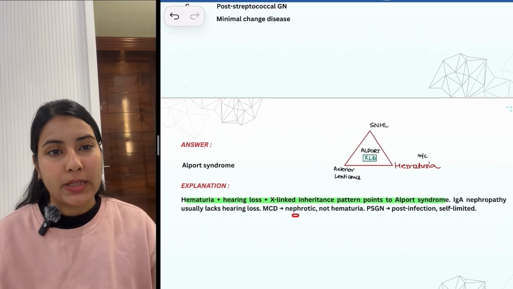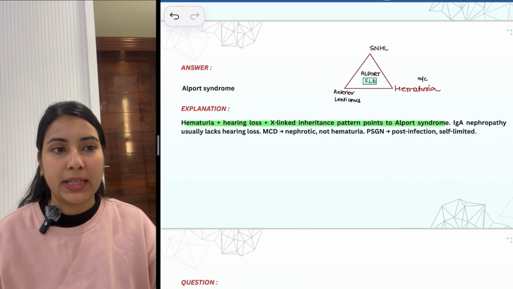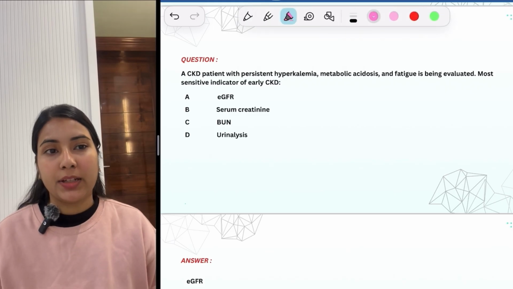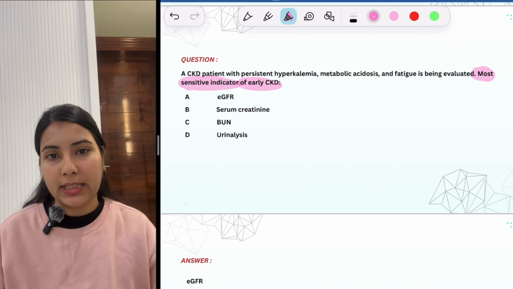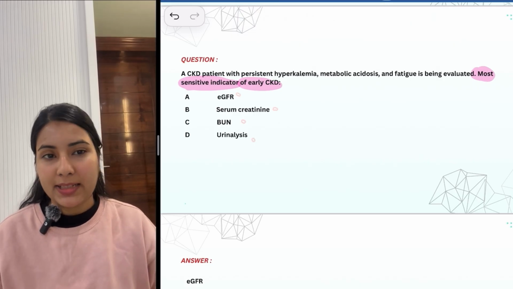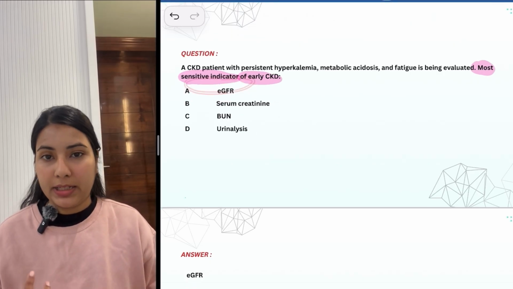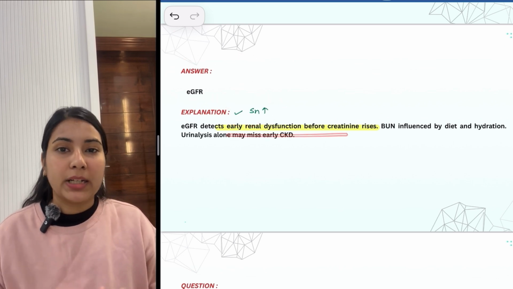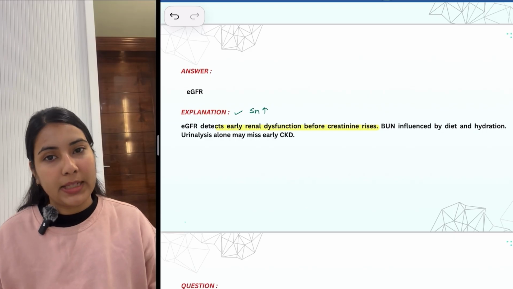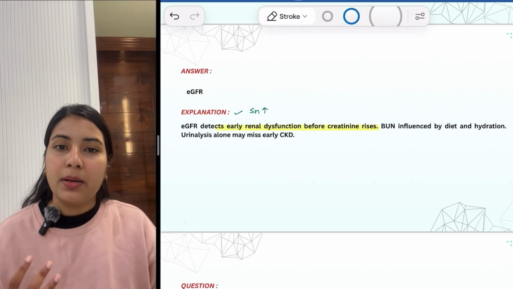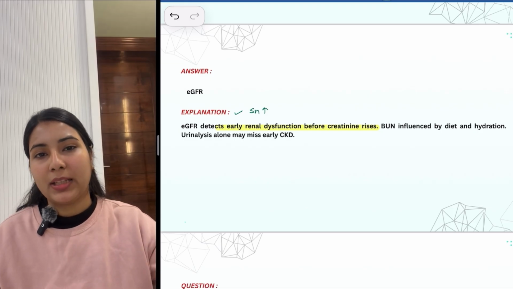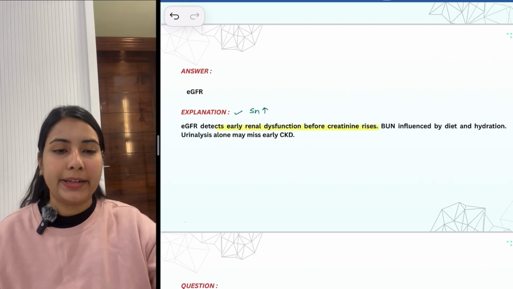So moving on to the next question. A CKD patient with persistent hyperkalemia, metabolic acidosis, and fatigue is being evaluated. Most sensitive indicator for early CKD is, your options are eGFR, serum creatinine, BUN, and urine analysis. So the answer here is eGFR, because it detects early renal dysfunction. It is very sensitive, and even before the creatinine level rises, you can easily diagnose it with eGFR because it has more sensitivity, right? BUN is influenced by diet and hydration, and urine analysis misses the early CKD, right?